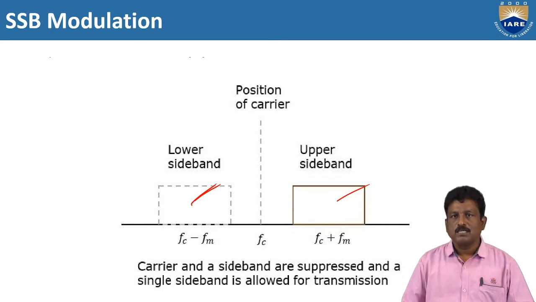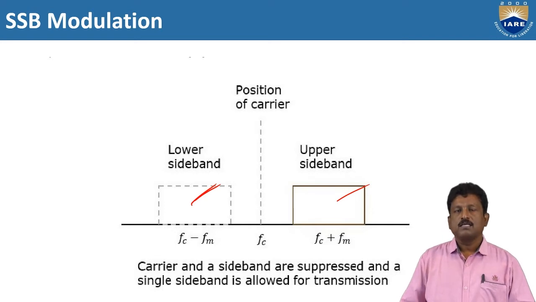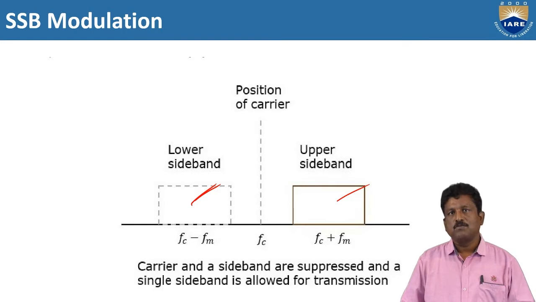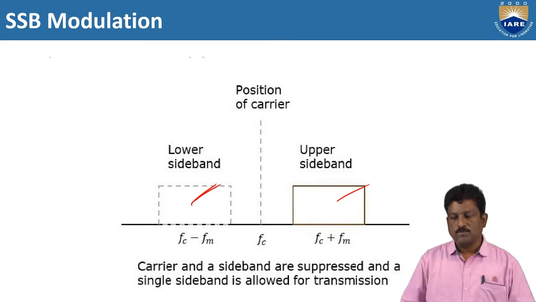In AM modulation, we transmit both sidebands along with the carrier signal. Whereas in the DSBSC wave, we suppress the carrier signal and transmit only two sidebands, the upper sideband and the lower sideband. Whereas in SSB modulation, we transmit only one sideband. So automatically there is a reduction of bandwidth as well as power consumption, and efficiency also increases. That is the main advantage of SSB modulation.